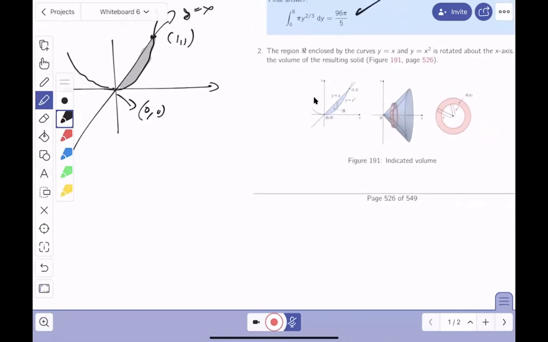I'm going to visualize that now. What I mean by visualizing, it's rotated like this. This is the X axis. So the way I would do that is I would draw a rectangle. And let me do that for you.